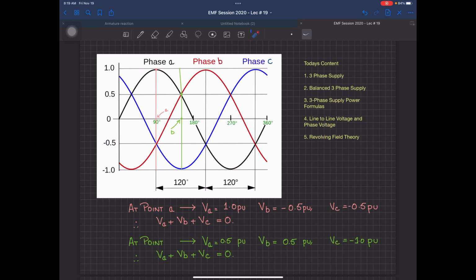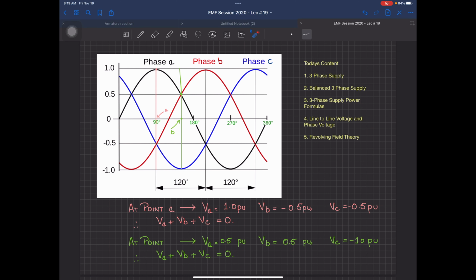In your book, chapter number, I guess, 3, the proof that is given over there is mathematical. I am going to show you over here a graphical proof so that it's easy to understand, because mathematics is not that easy to understand and analyze.